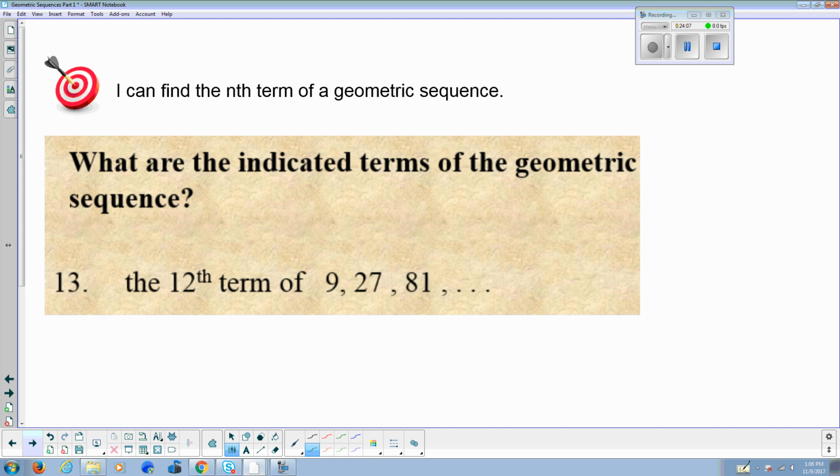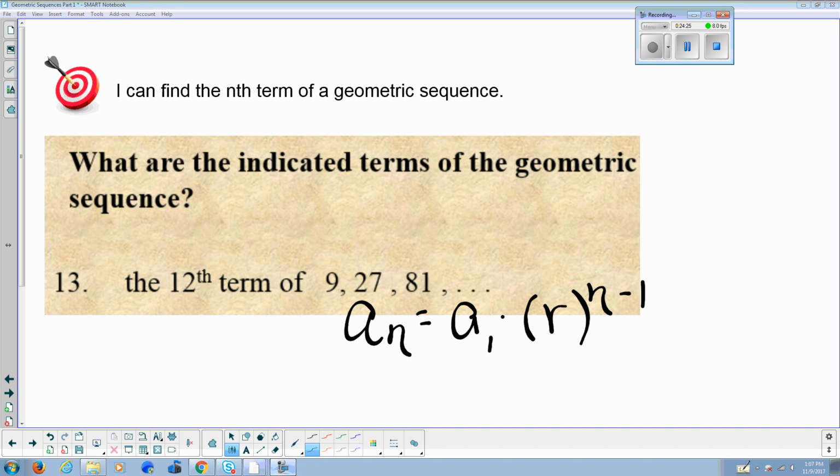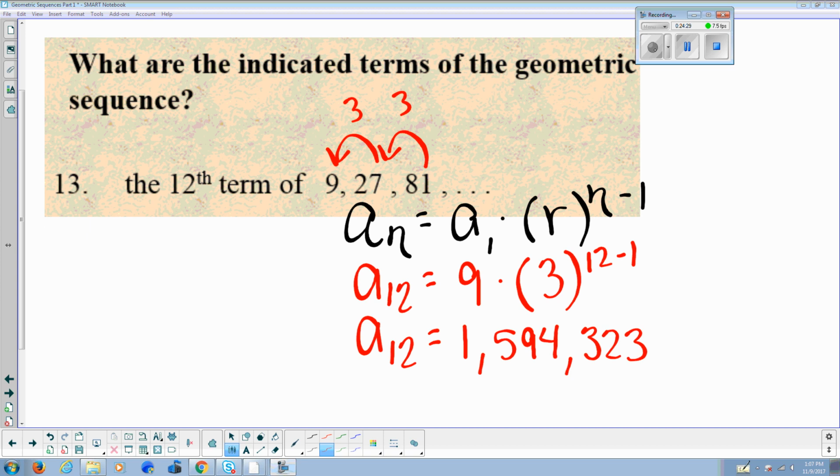Okay, let's look at the next one. Find the 12th term of the sequence. I'm going to pause the video. I want you to try this on your own using the formula A1 times r to the n minus 1. Go ahead and pause now. So you can check your work with mine. If you got 1,594,323, then you're rocking it. You're getting it right.